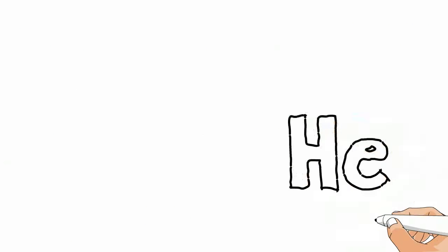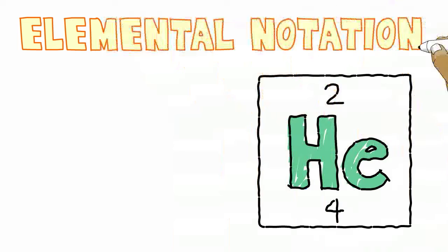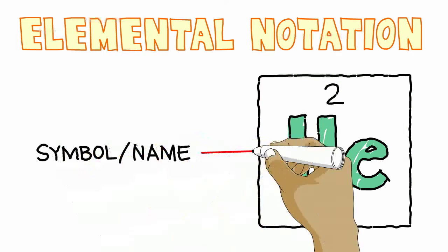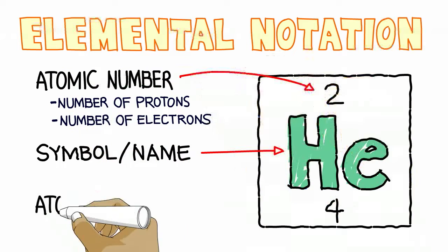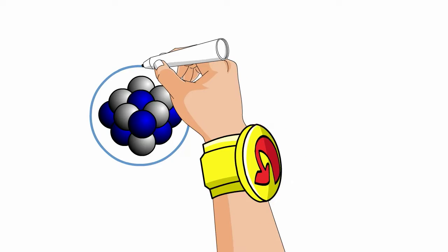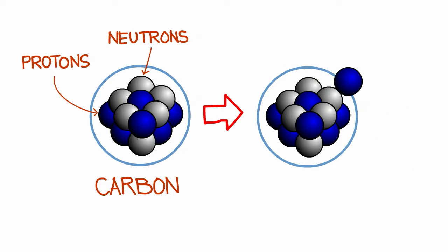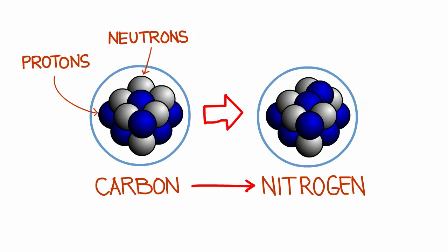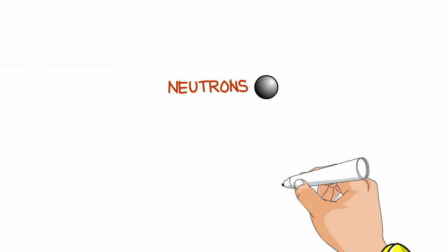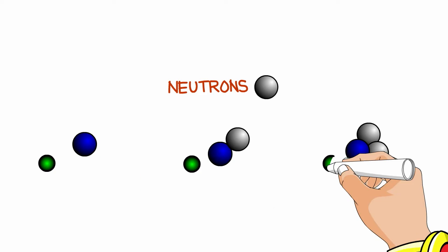When scientists write information about elements, they use elemental notation, which consists of the element symbol, the atomic number, and the mass number. As we have just learned, the number of protons in an atom can't change, because if it did, then the element wouldn't be itself anymore. It would be a different element. However, the number of neutrons in an atom can change, and when this occurs, we end up with a slightly different version of the same element.